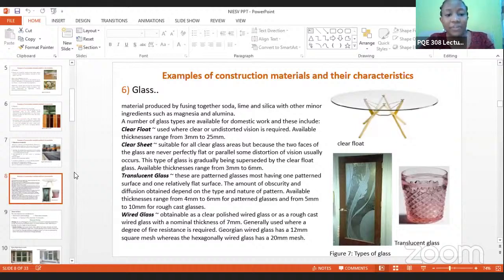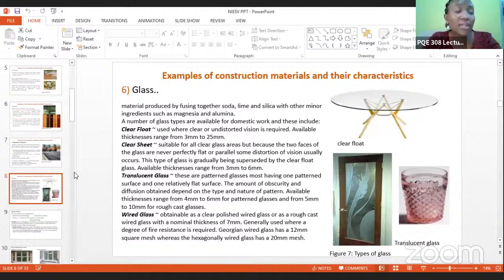We have clear float. I have some pictures of some types of glass that we have. The kind of glass that we use in the living room is different from the one that we are going to use in our bedrooms. The ones that we use in our bedrooms are translucent glass. They are patterned glass, so that nobody is going to see through them, unlike the one we have in our living room. So we have clear float.